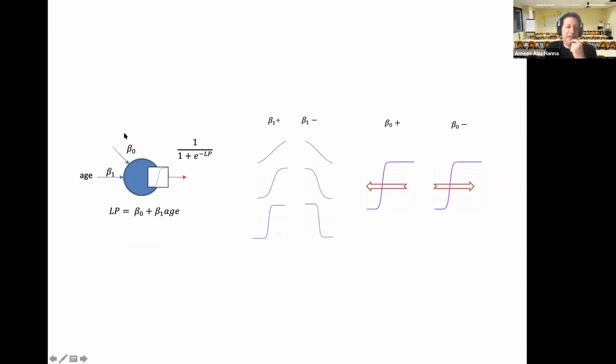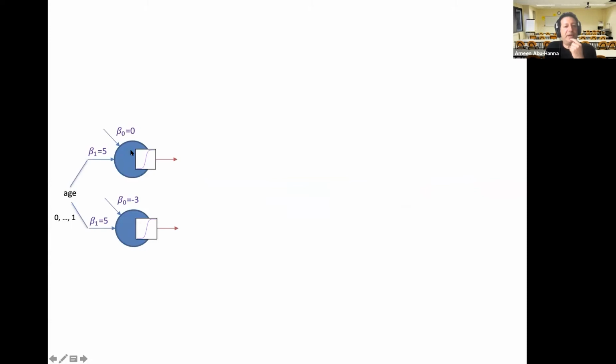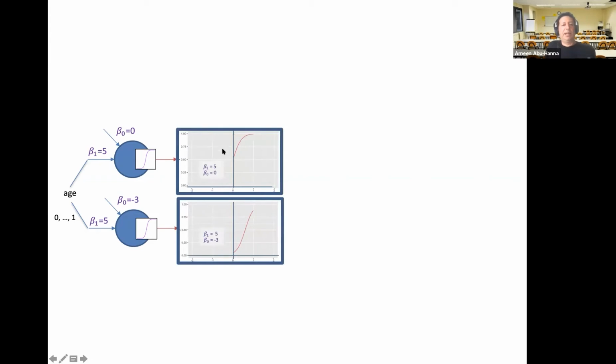So I go back to here. I'm going to take this neuron, and I'm going to copy it. I copy it one time, so I have two. The only thing I change, I put beta 1 as 5, just an arbitrary number, and here 5, and I change the beta 0. This has a 0, and this has a -3. And I'll force the age to be standardized between 0 and 1. You can always do that. Then as before, I look at what comes out, and you see it's still the S form. It's continuing like this, but I'm cropping it because I have the age only between 0 and 1. I get this form. For now, it doesn't matter exactly.